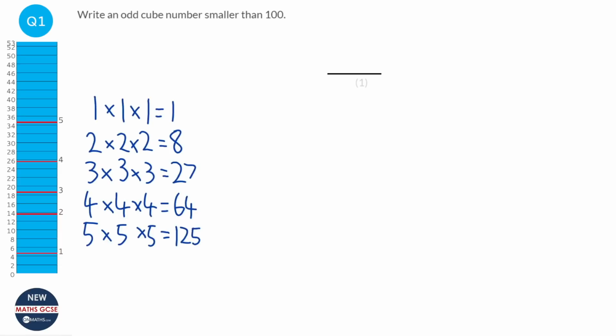And this question has asked us to find an odd cube number that is smaller than 100. So it has to be odd, so that gets rid of the 8 and the 64. And it has to be smaller than 100, so that gets rid of the 125. So I can either write down 1 would be a fine answer, or 27. I'm going to go for 1.